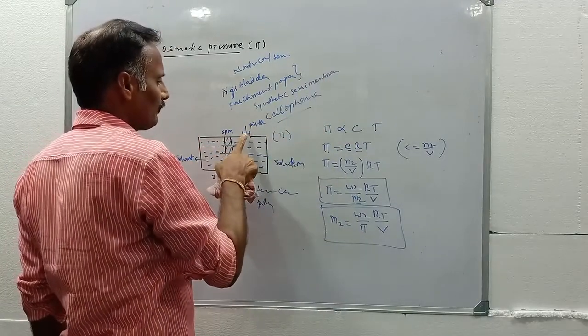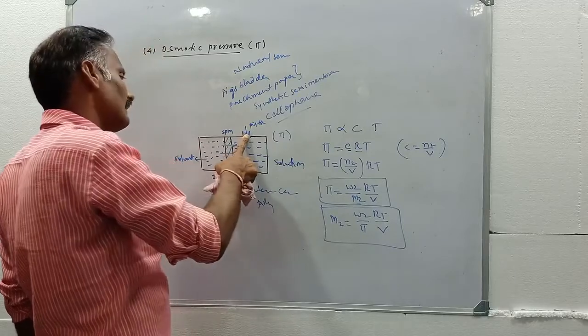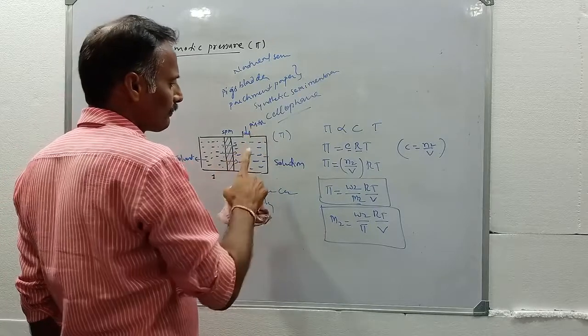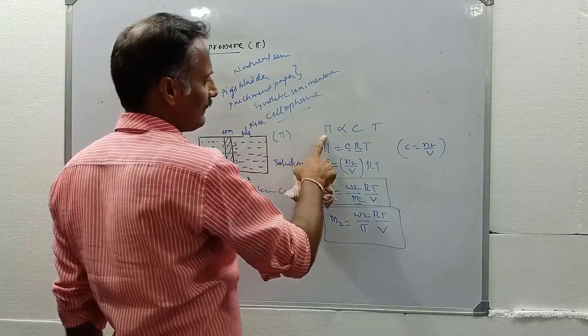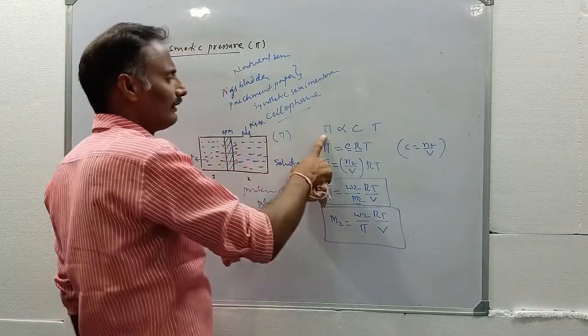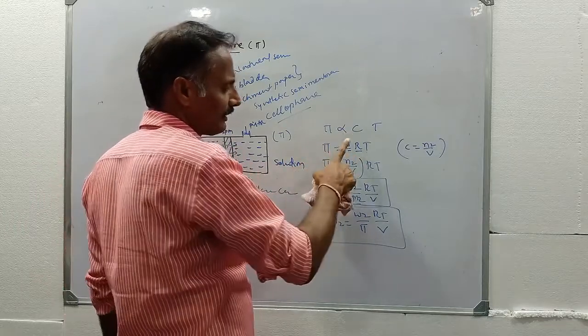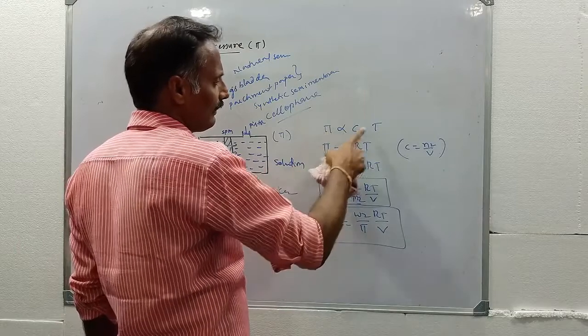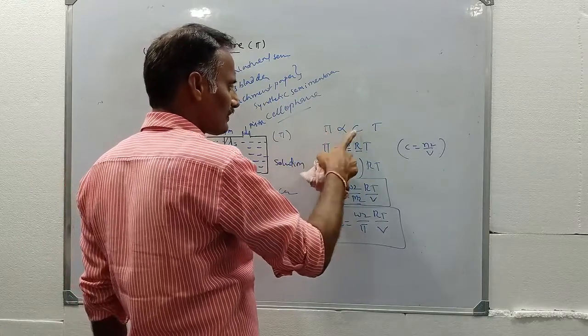The external pressure which must be applied on the solution side to stop the flow of solvent molecules into the solution side is called osmotic pressure. Osmotic pressure of a solution is a colligative property since it is directly proportional to the concentration of the solution. As the concentration of a solution increases, the osmotic pressure also increases.